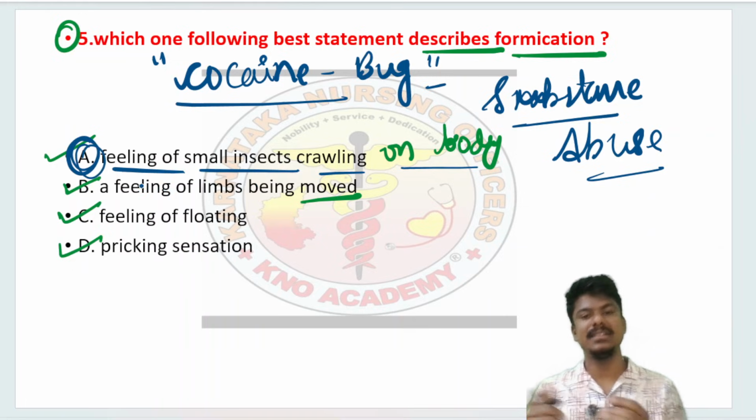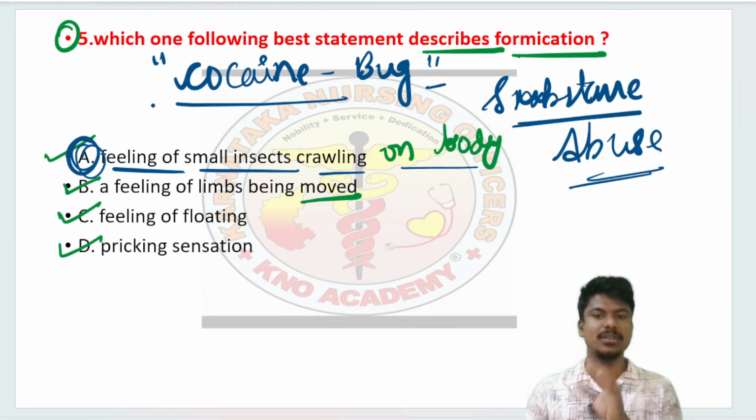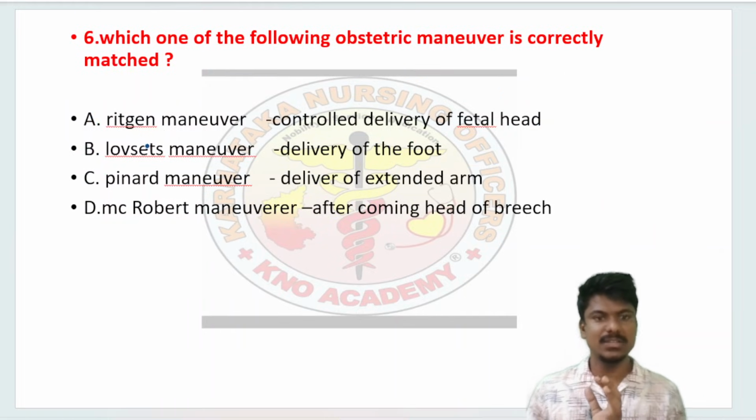The feeling of small insects crawling on the body is called formication. This is seen in cocaine disorder, cocaine abuse, or else we can say substance abuse. The small insects crawling on the body is called cocaine bug. So we'll go with the sixth question.